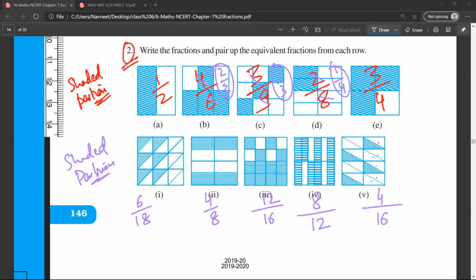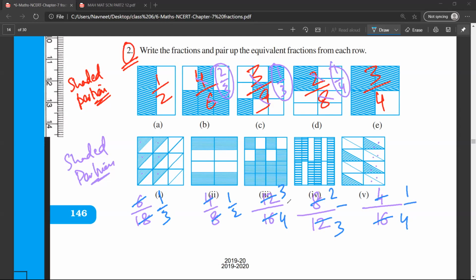Yes, sir. So this I can write as 1 by 3. This I can write as 1 by 2. This I can write as 3 by 4. This I can write as 2 by 3. This I can write as 1 by 4.